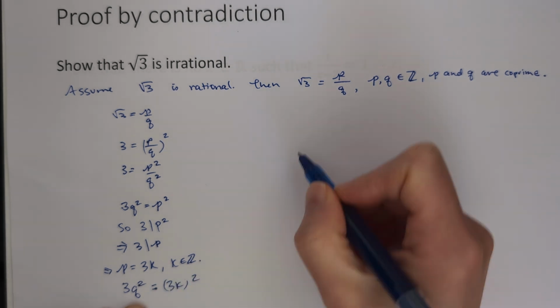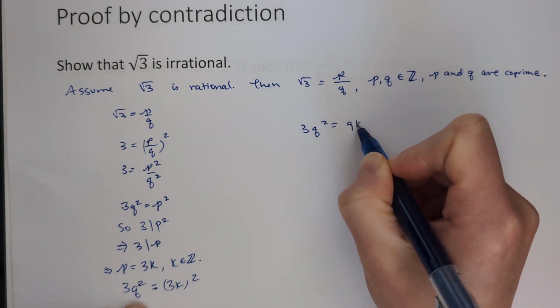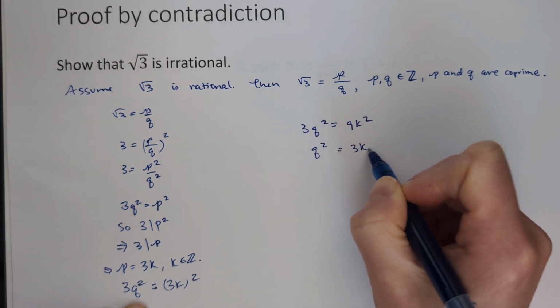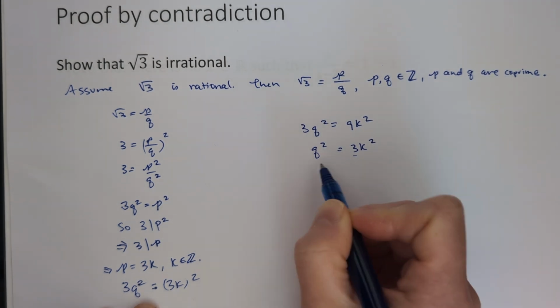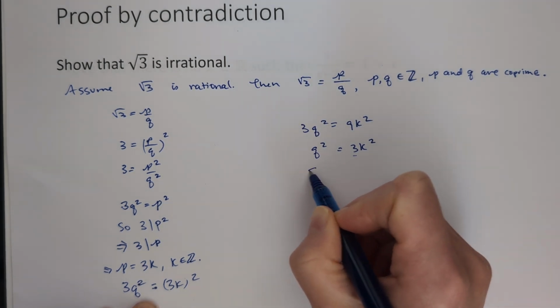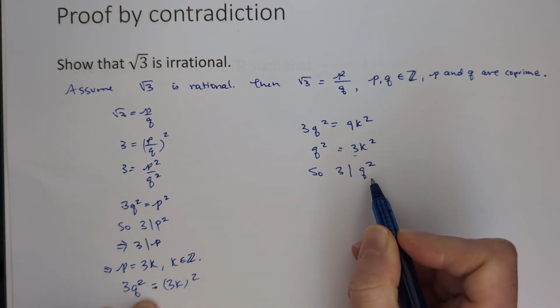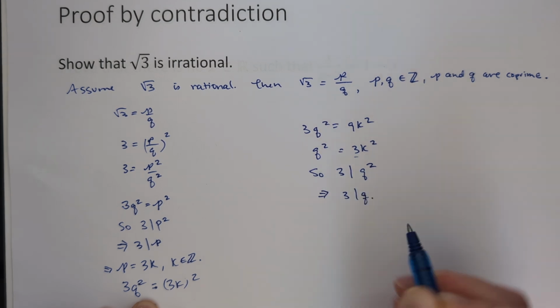I could then say, well, 3q squared is equal to 9k squared, and dividing it out, q squared is equal to 3k squared. But that also means that 3 divides q squared. Okay, so 3 divides q squared, but that also implies that 3 divides q, for the same reason of the primes.